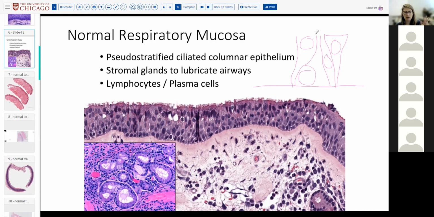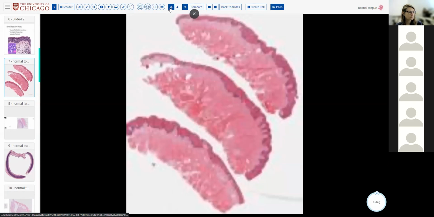So this is pseudostratified because it's not actually stratified, it just looks stratified. Ciliated because there are true cilia, and columnar because the cells are tall. Awesome. So these tend to have underlying stromal glands, your salivary gland type of seromucinous glands to lubricate the airways. Generally, mucosal sites are rich in lymphocytes and plasma cells because the plasma cells are secreting your IgA, et cetera, for protection from antigens. Okay, so just to look at a slide.